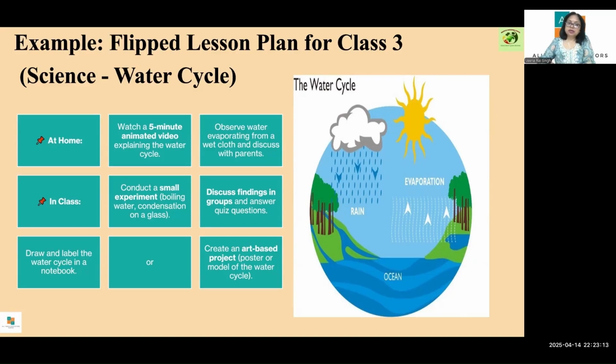In addition to this, they can also draw and label the water cycle in the notebook, or create an art-based project or a poster in which they can depict the model of the water cycle.